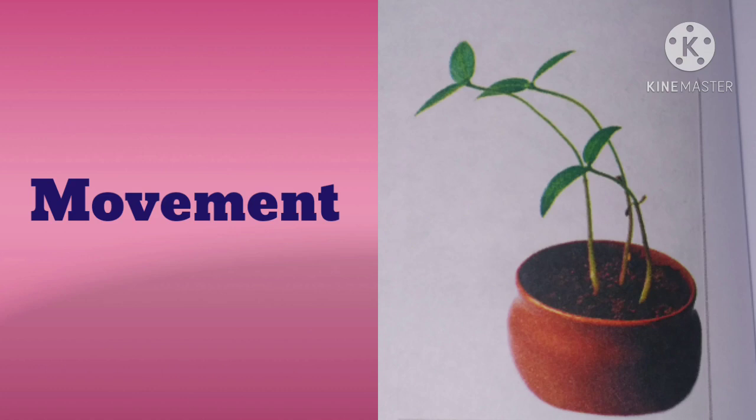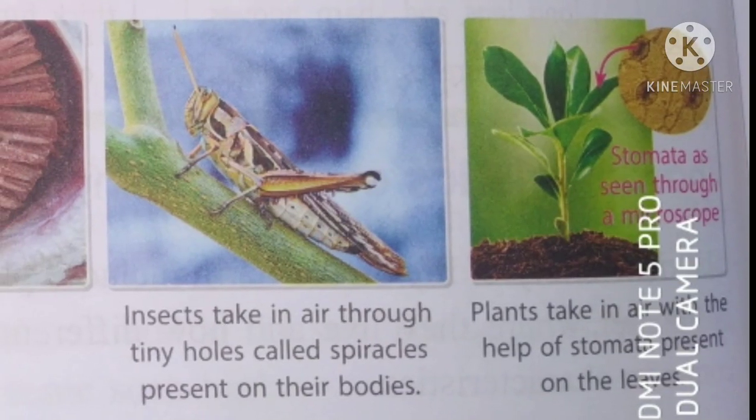Next, movement. Most animals move from one place to another place. But plants do not move from one place to another, but move their body parts. For example, plants move towards light, and some plants close their leaves when the sun sets and open them when the sun rises. Let us see the respiration.